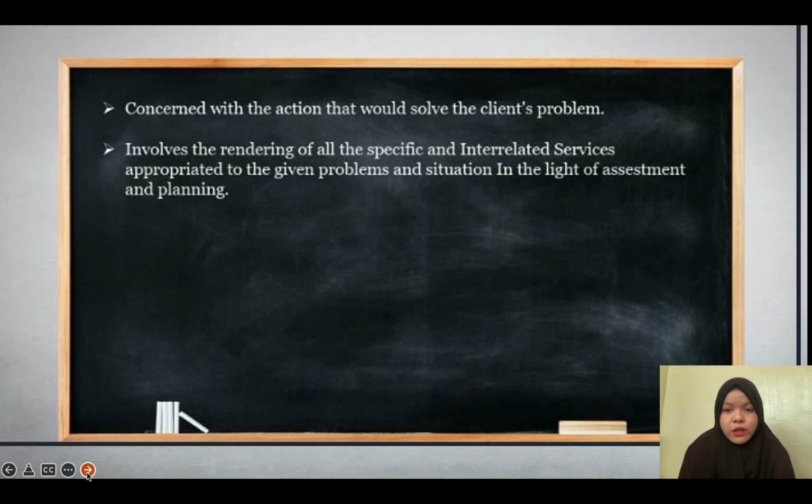So, the social worker needs to find a solution or create the activity after the planning. So, this is now what we call the implementation of the plan.